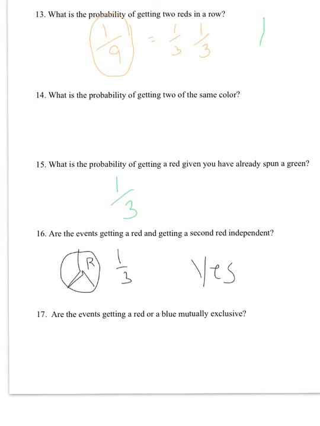Okay, let's look at this last problem. It says, are the events getting red or blue mutually exclusive? And this one is a pretty easy question because the answer is no. And the reason I know it's no, mutually exclusive means can they occur at the same time? Well, is it possible to get a red and a blue at the same time? Well, of course it is. If I get an R or a B or an R, then of course that is saying that those occur at the same time. So the answer is no, they are not mutually exclusive because they can occur at the same time.